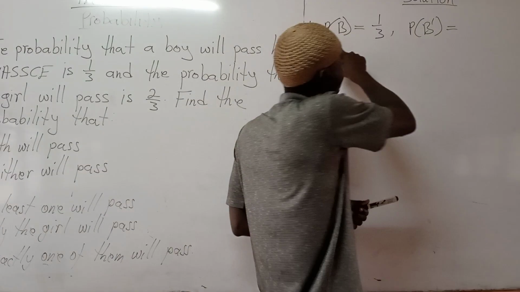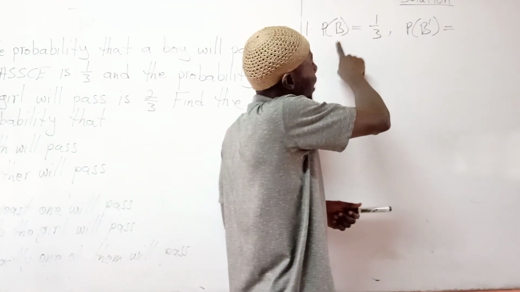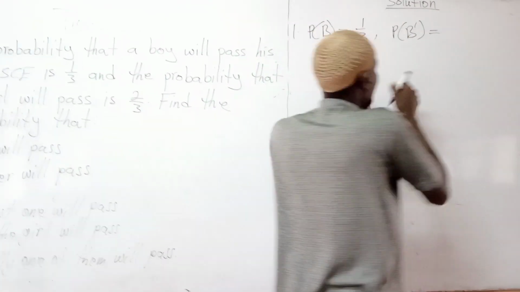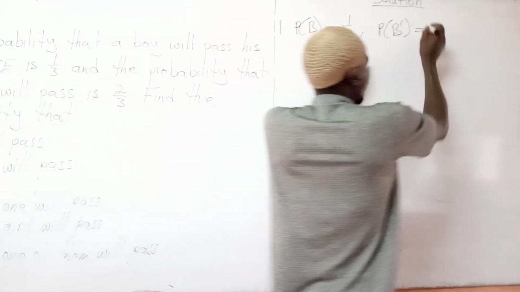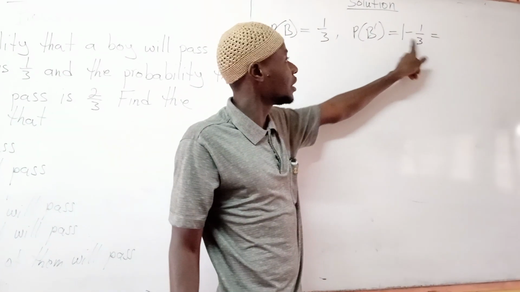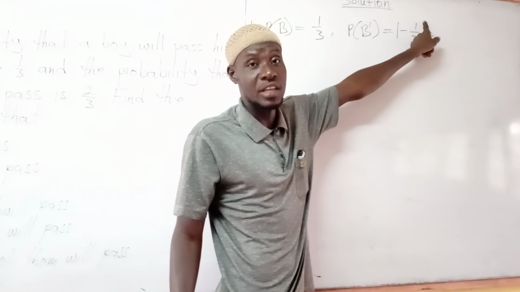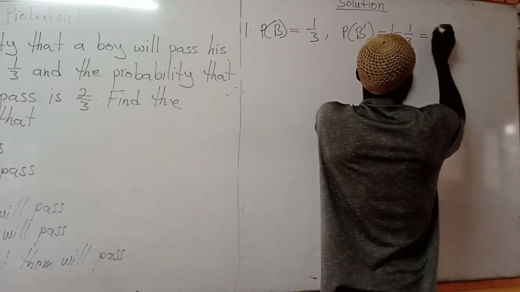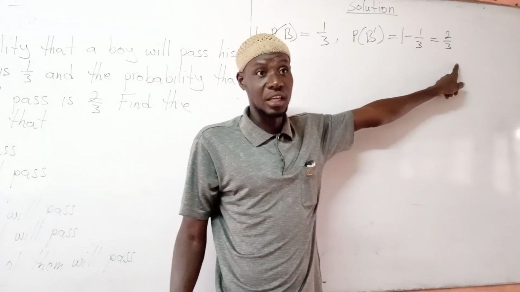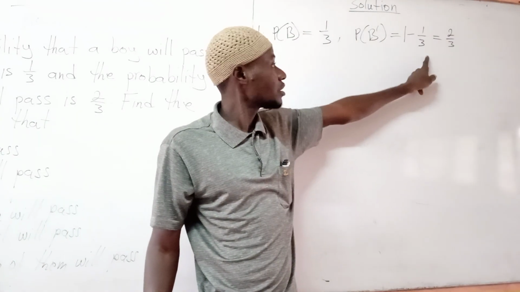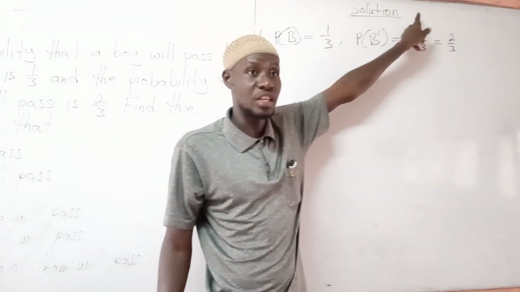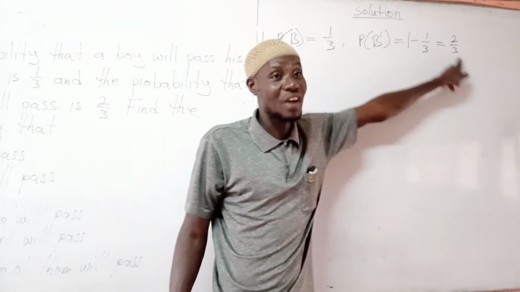Here we are given the probability that a boy will pass to be 1 divided by 3. So to find the probability that the boy will not pass, it will be subtracting 1 divided by 3 from 1. So we have 1 minus 1 divided by 3, which is equal to, let's simplify this, 3 times 1 gives us 3 minus the 1 here, which is 2 divided by 3. And so the probability that the boy will not pass is 2 divided by 3.